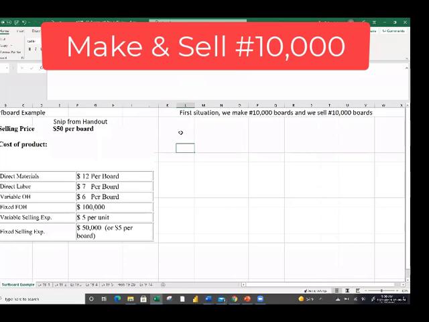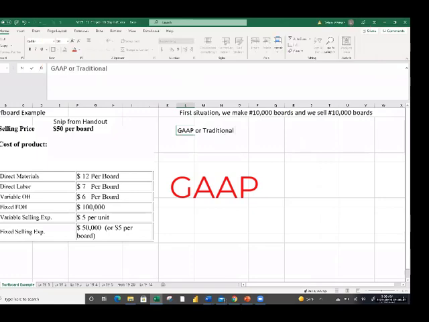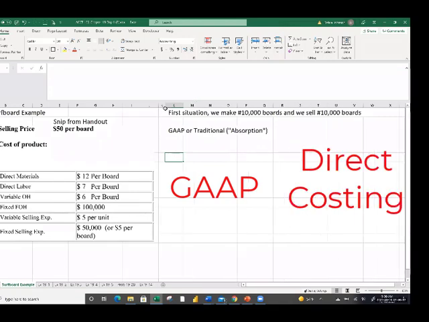Okay, here's the first thing we want to do. We want to be able to do a GAAP or traditional income statement, also known in this chapter as the absorption costing income statement. And then we'll do the new one, the direct costing income statement.